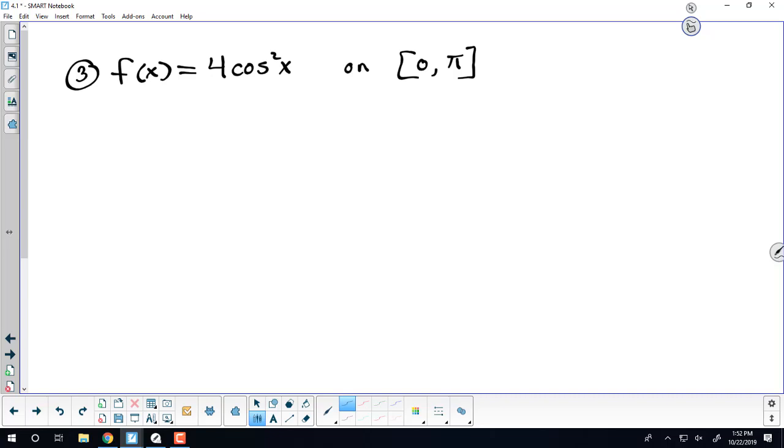So this one, the example does give you a restricted domain, so that in effect is the domain you're dealing with here. Even though we know the domain for cosine squared is all real numbers, they're giving us a restricted domain, so that's the one we're operating with. So take a minute or two and compute the first derivative for 4 cosine squared.